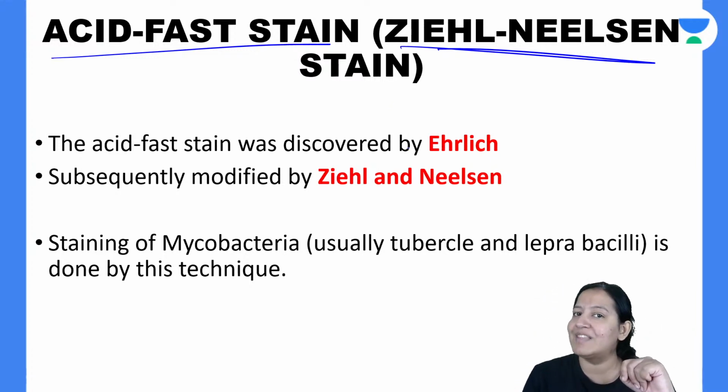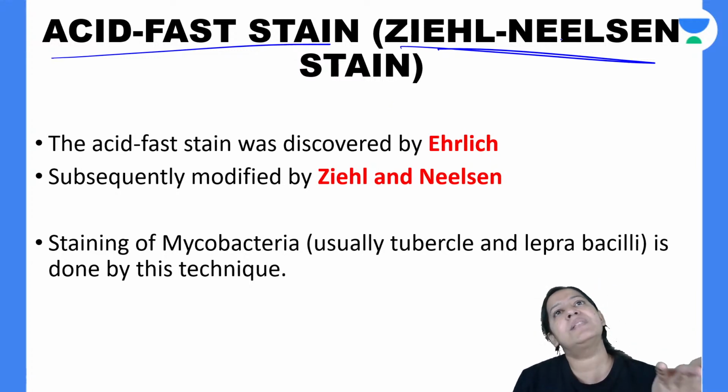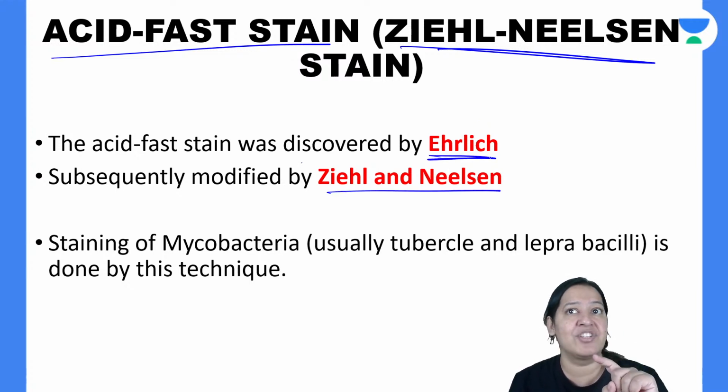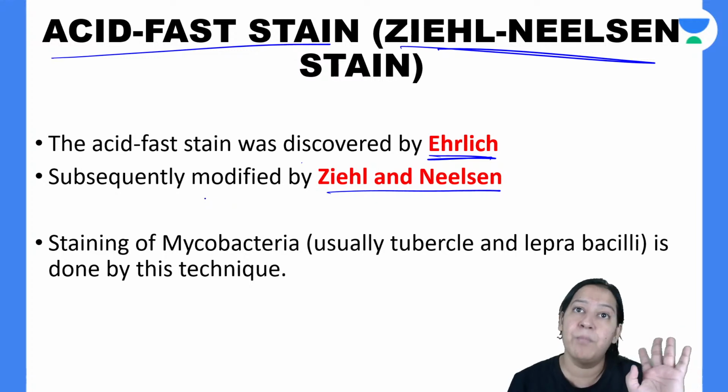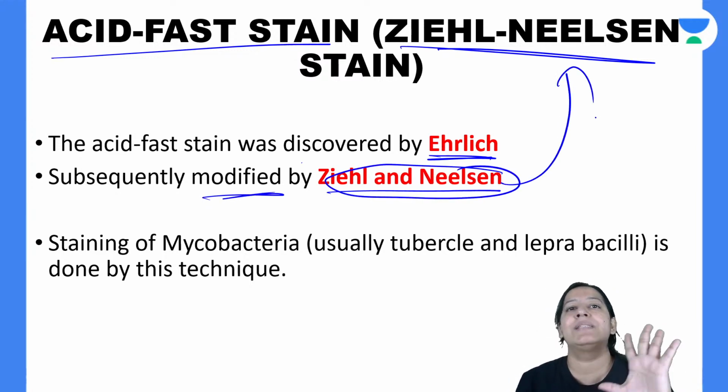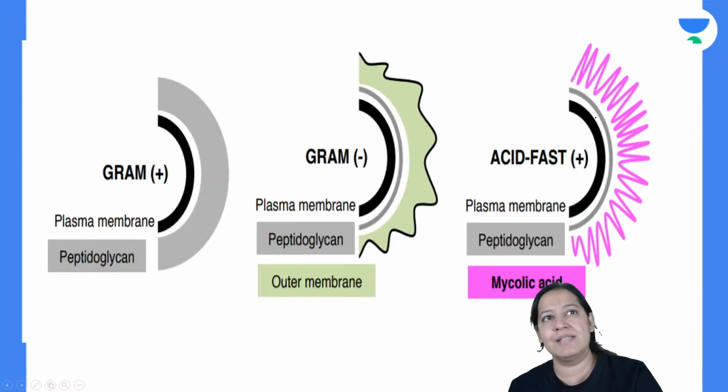Why do we call Gram, Gram? It was discovered by Gram. Why do we call this Ziehl-Neelsen? It is not discovered by Ziehl-Neelsen. It is discovered by Ehrlich, but still we do not call it Ehrlich. It is modified by Ziehl-Neelsen. That's why it is known as Ziehl-Neelsen staining. Have you got it? Listen, listen.